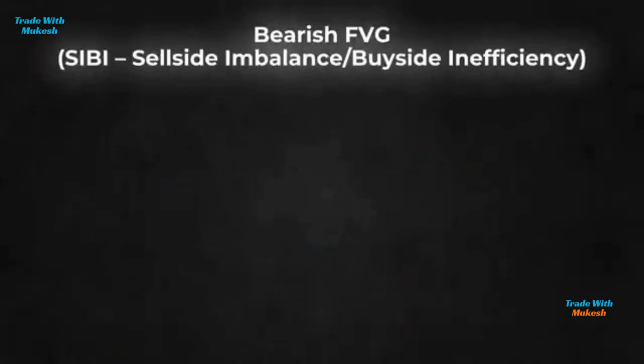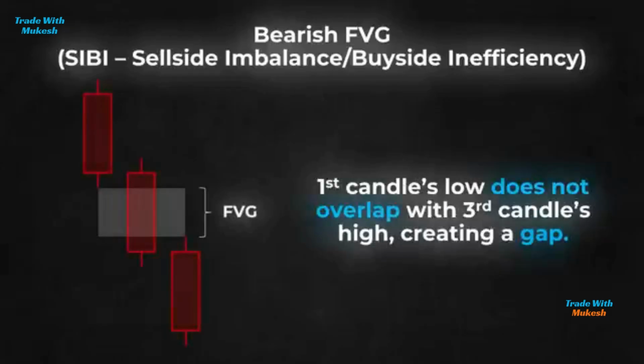The bearish fair value gap is often called SIBI, which stands for sell-side imbalance and buy-side inefficiency. The bearish fair value gap is a pattern where the lower shadow of the first candle doesn't overlap with the upper shadow of the third candle, creating a gap between the two.